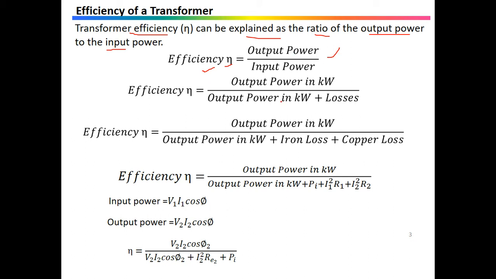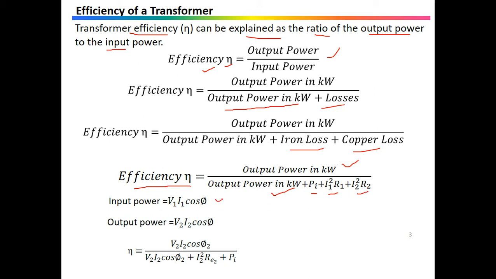Then we have written it in a different way. What is the input power? Input power is the output power in kilowatts plus the losses. As we discussed in the previous video lecture, there are two types of losses. One is the iron loss, that is the core loss, and the other is the copper loss, which occurs in the winding resistance. So mathematically, the efficiency eta can be written as the ratio of the output power in kilowatts to the output power in kilowatts plus Pi, the iron loss, and the copper losses in the primary winding, I1 square R1, and in the secondary, I2 square R2.